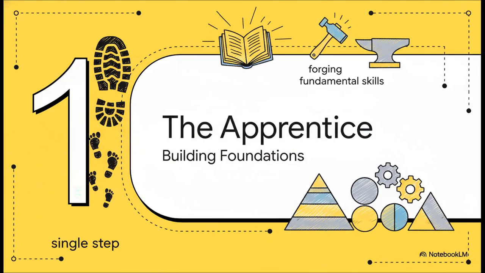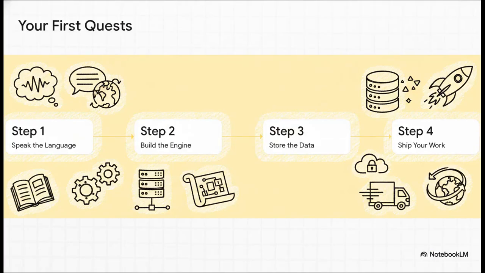Every epic journey has to start with that first step, right? Well, for a backend developer, that first phase is what we're calling the apprentice. This is all about building those fundamental skills, the solid bedrock that everything else is going to be built on top of. You can think of this stage as your first 4 quests. First up, you've got to learn to speak the language of the web. Then, you're going to build the engine. That's your first API. After that, you'll figure out how to store the data. And finally, you'll learn how to ship your work out into the world.